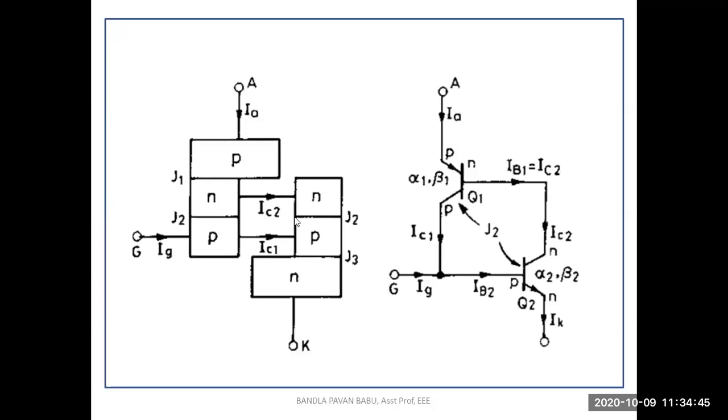This SCR is treated as a combination of two transistors. This equivalent circuit is also treated as split across the junction J2. So only between the junction J2 are we creating these two transistors.